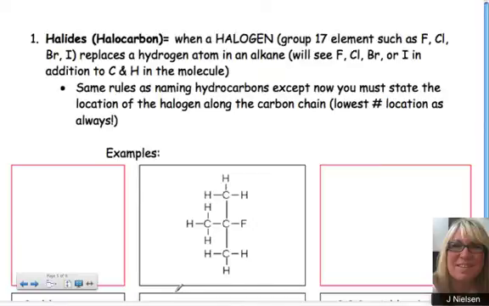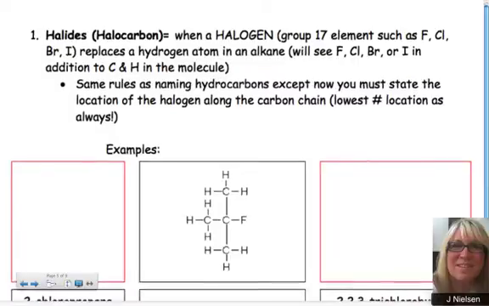Halides are referred to as halocarbons, and they're coming from group 17. So we're dealing with fluorine, chlorine, bromine, and iodine. When you look in Table R, it tells you that fluorine is called fluoro, chlorine is called chloro, bromine is called bromo, and iodine is called iodo. And that may replace a hydrogen in an alkane. The same rules apply to naming halocarbons as we do in hydrocarbons. We give the group, the halogen, the lowest possible number in the chain.